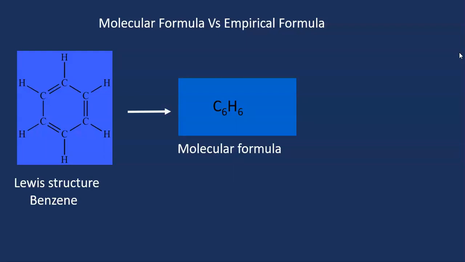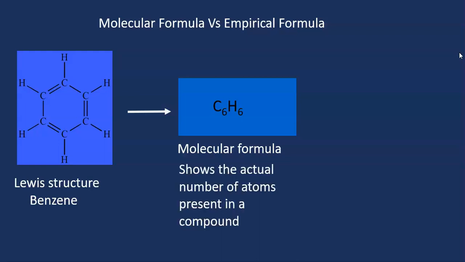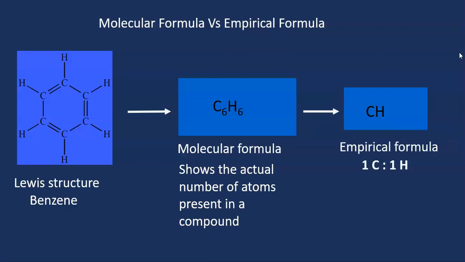A molecular formula must be consistent with the Lewis structure. It shows the exact number of atoms present in a compound. This brings me to the empirical formula. The empirical formula of benzene is written as CH. This shows that for every 1 carbon, there is 1 hydrogen atom in benzene.